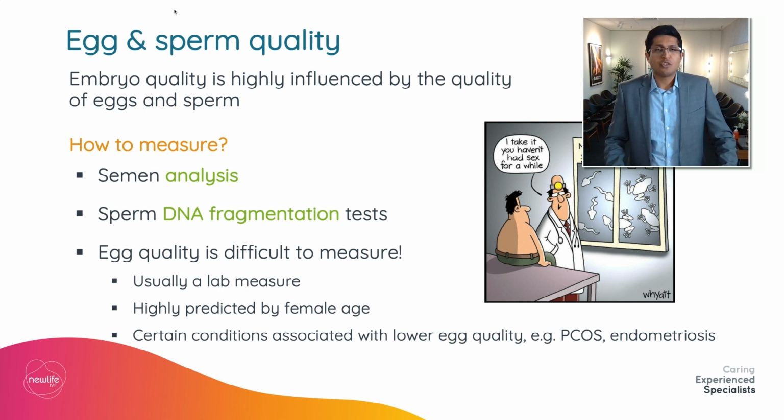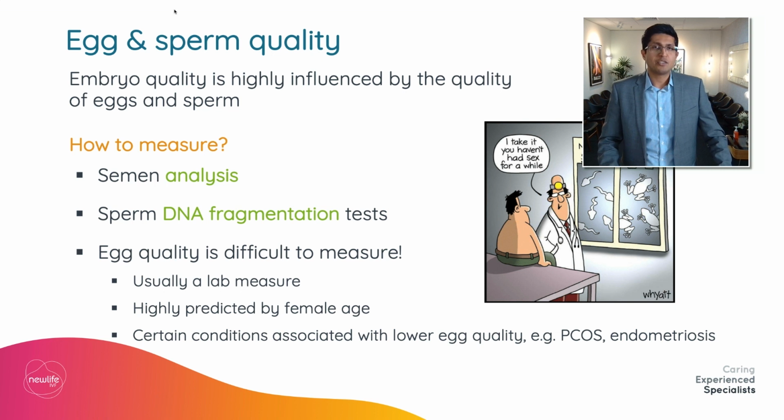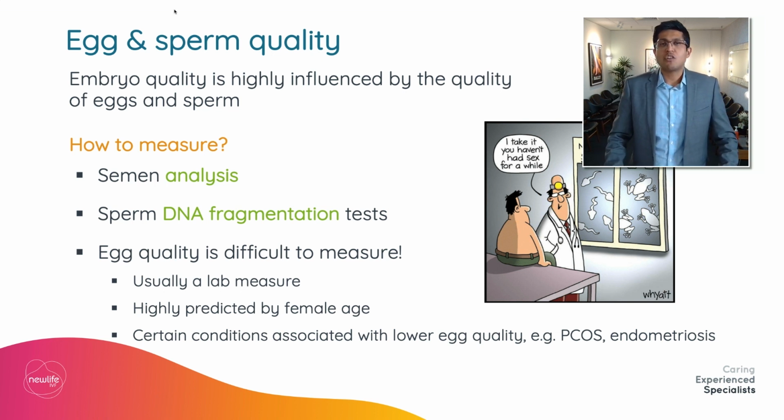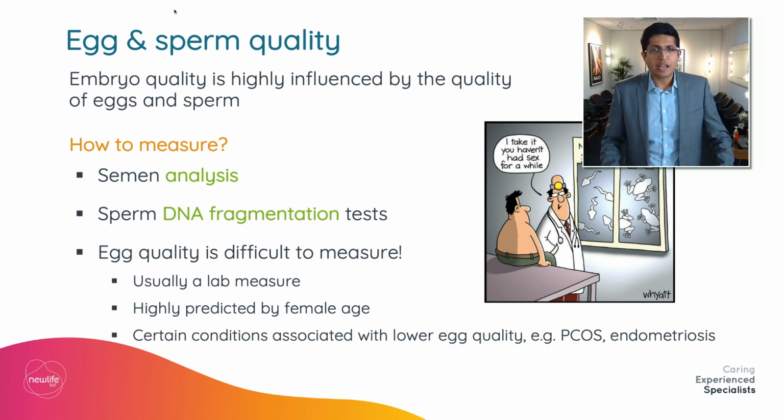Okay, and there are certain conditions that are also associated with reduction in egg quality, particularly polycystic ovaries or polycystic ovarian syndrome, and we sometimes use differing protocols for people in that situation to make up for that fact, and endometriosis. Endometriosis can have a profound impact on egg quality and quantity, even in patients at a young age.